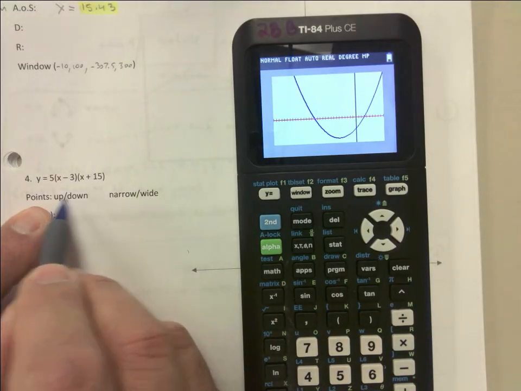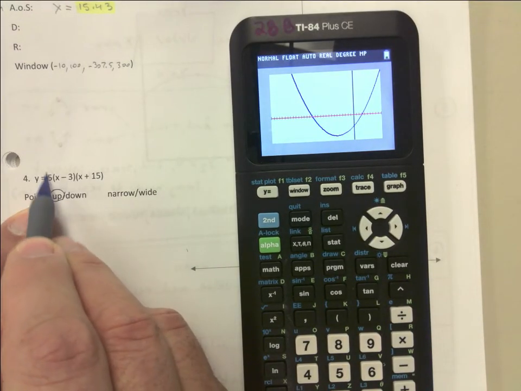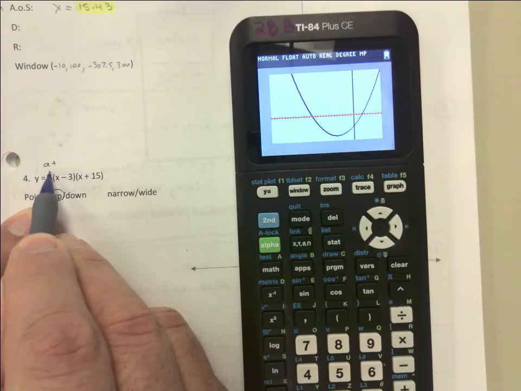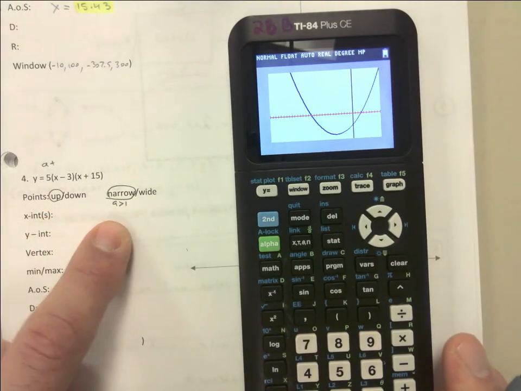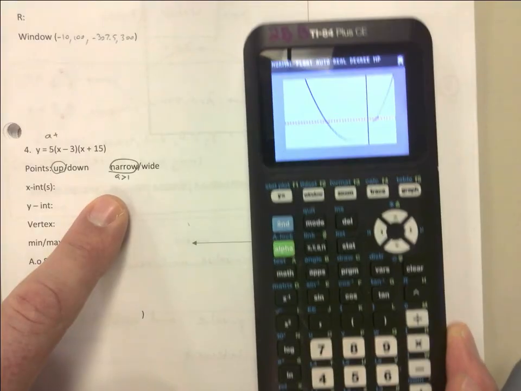Is this going to be pointing up or down? We knew it was going to point up because A is positive, right? A is positive, and it's narrow because A is greater than 1. So we know those two things just by looking at it.